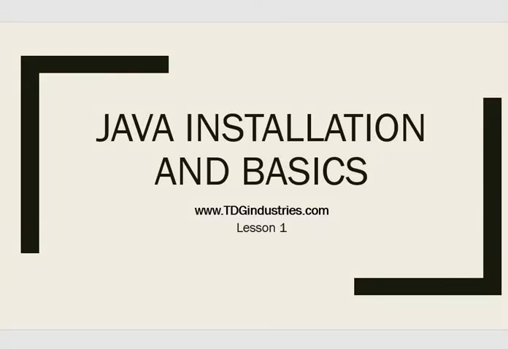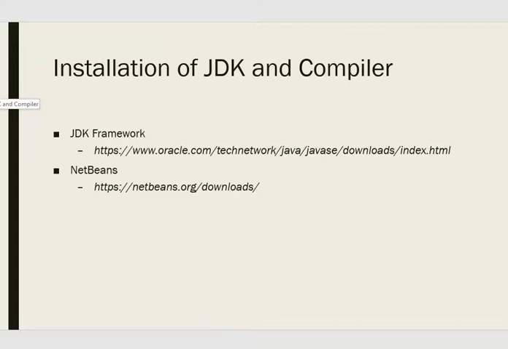Today we're going to go over Java installation and the basics of Java. In order for Java to run, we need to do a few simple installations on our computer. First, we must install the JDK, which is the Java Developer Kit, and we need a compiler that will take the Java code that we write and compile it into code that is readable by the computer.